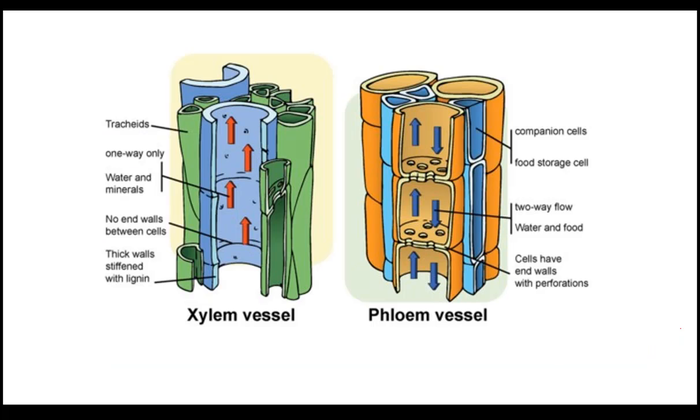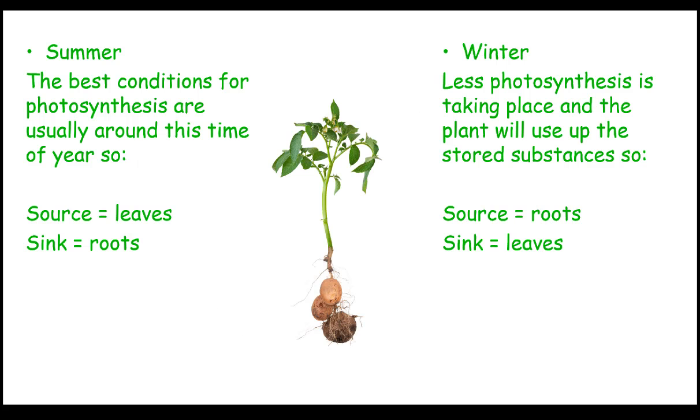Now this just shows you a little diagram of the xylem and the phloem. So the xylem will go the whole way from the roots to the leaves. And if we're talking about mass flow here, the source is the roots, the sink is the leaves. In the phloem it's slightly different. Because we can move sugars two ways, mass flow is a little bit different.